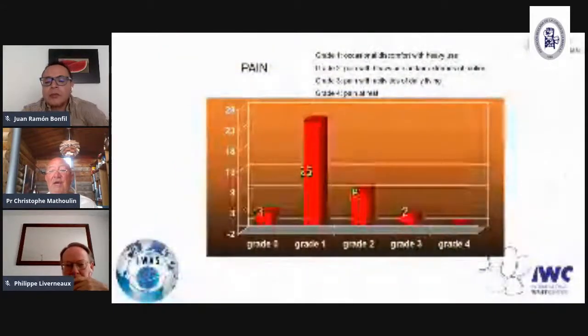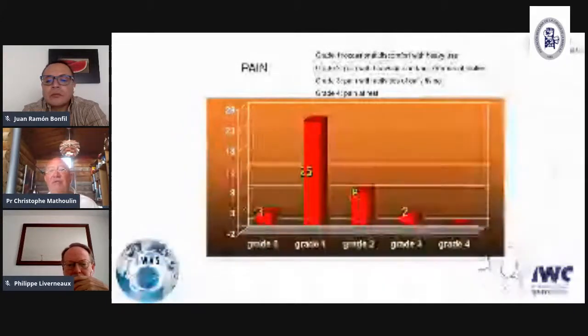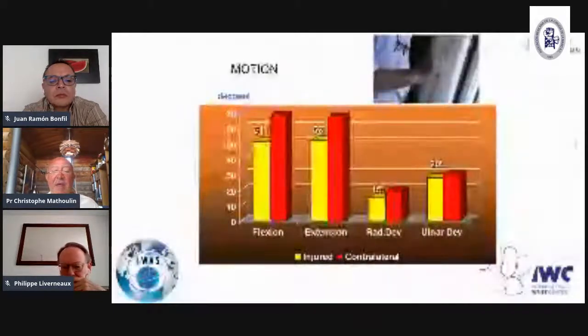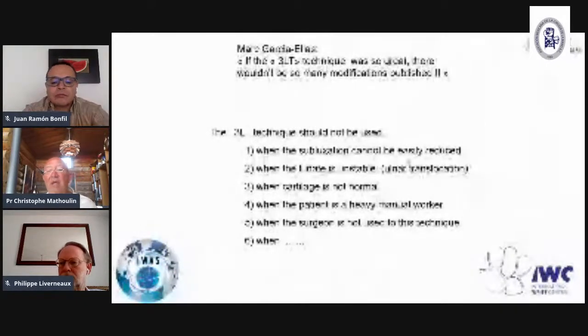And this is the picture, the PowerPoint from Marc Garcia-Elias that he shared with me, and you see that even with him the result is not very good, with poor mobility in extension and flexion. So Marc Garcia-Elias said, if my baby, it means the free LT technique, was so great, there wouldn't be so many modifications published. And that's why he recommends not to use this technique when the subluxation cannot be easily reduced, when the lunate is unstable, when the cartilage is not normal, when the patient is elderly.